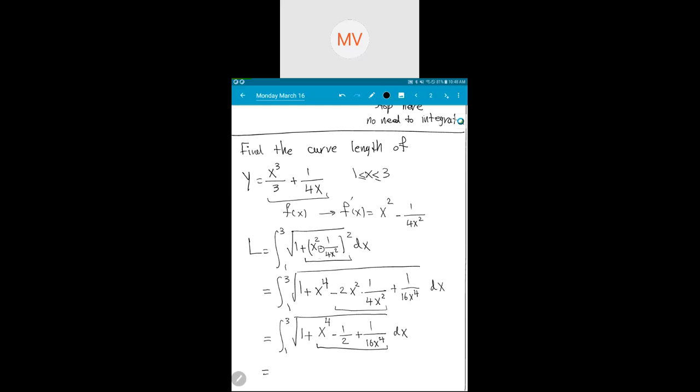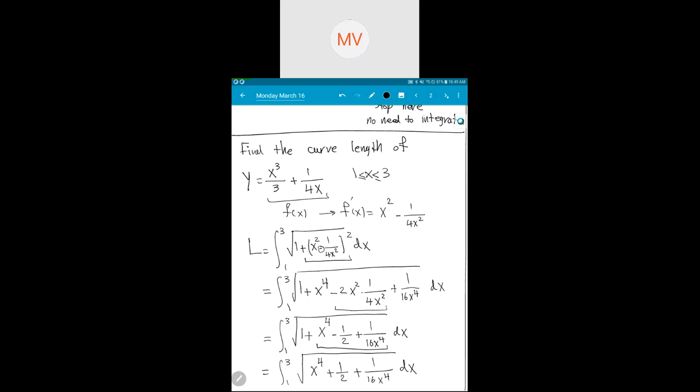And last term is regardless. So if that was a positive, you still have a positive 1 over 16 x to the 4th. Okay, now let's go ahead and add 1 and negative half, which simply becomes plus half. So we have x to the 4th plus half plus 1 over 16 x to the 4th. So as you can see, no change is happening to the first and last term. Only the middle term becomes positive.